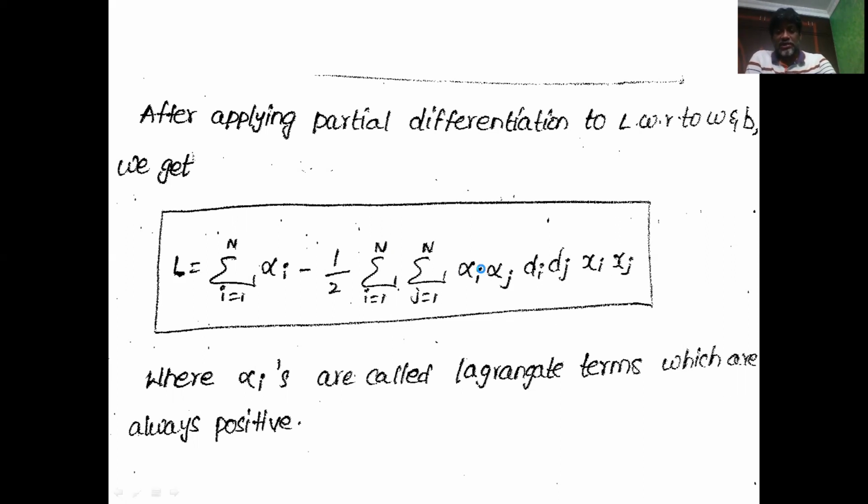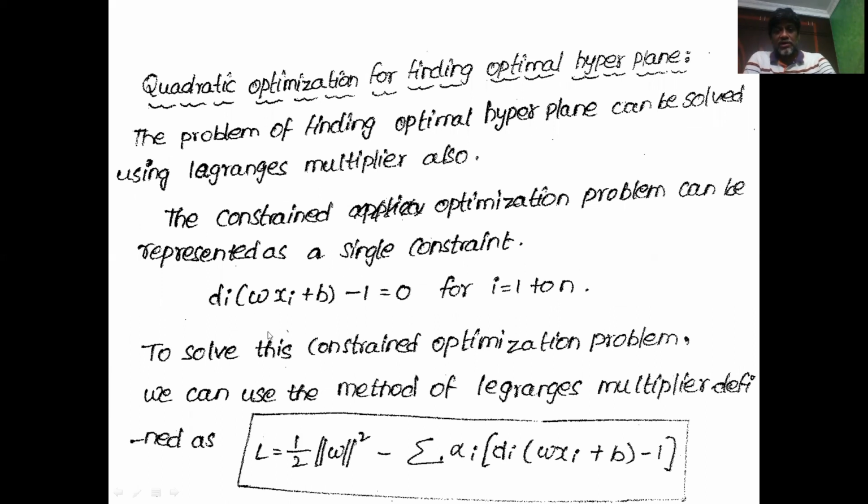Let us understand this again. This is our constraint that represents our samples, positive samples and negative samples: di into wxi plus b minus 1 is equal to 0. And to solve this constrained optimization, we can use Lagrange's multipliers, defined as L is equal to half mod w square minus summation alpha i di into wxi plus b minus 1.